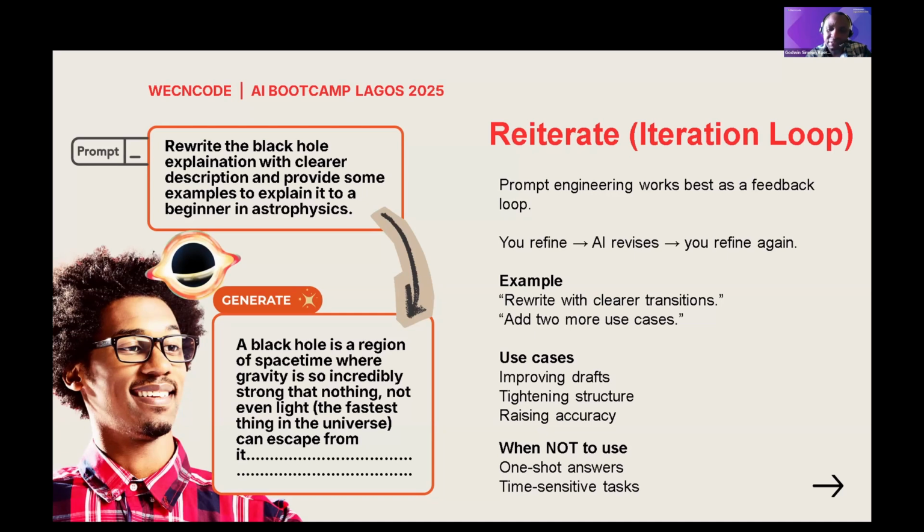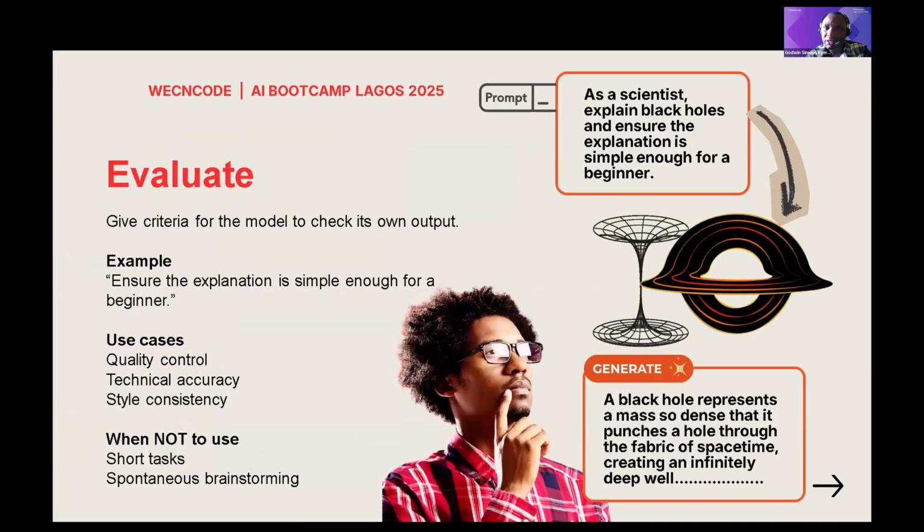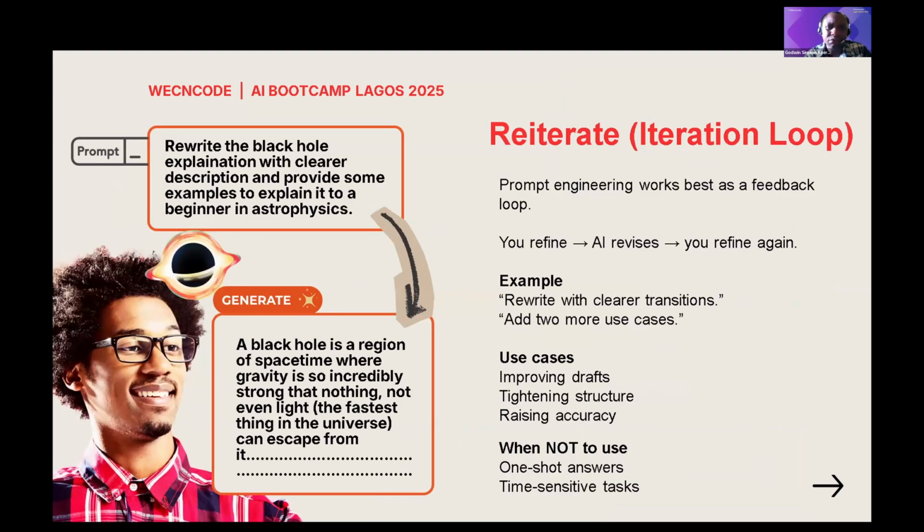So we had this prompt we gave earlier. We said, as a scientist, explain black holes and ensure the explanation is simple enough for a beginner. And then it generates a response. A black hole represents a mass so dense that it punches a hole through the fabric of space-time, creating an infinitely deep well. So this is the response, and maybe you can decide, okay, I want to rewrite this prompt. You are reiterating now. You can say, rewrite the black hole explanation with clearer description and provide some examples to explain it to a beginner in astrophysics.